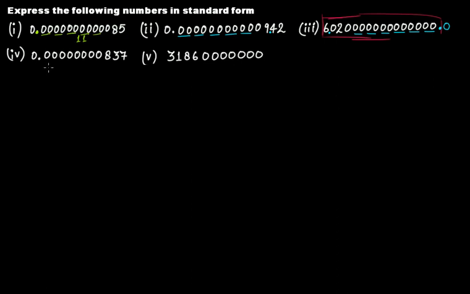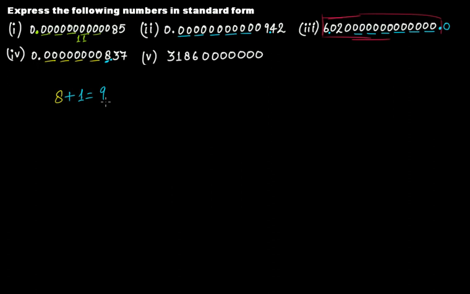Now here, your number is 0 point. Let's count how many pairs of zeros we have. 1 pair, 2 pairs, 3 pairs, 4th pair. 4th pair means 8 zeros. 8 zeros and 1 digit, that is 8. You have to bring your decimal point after 8. That is 8 zeros plus this number 8, and you have to move this decimal point from here to here, and in that process you have to cross 9 digits.